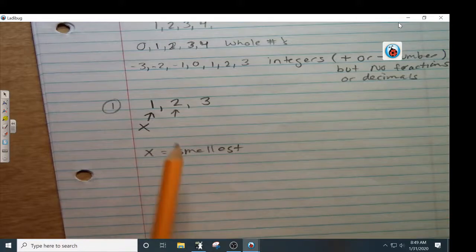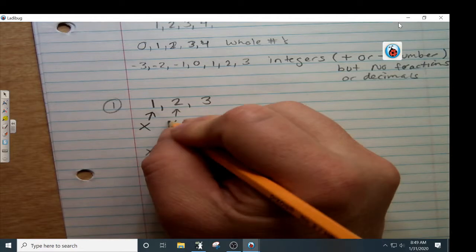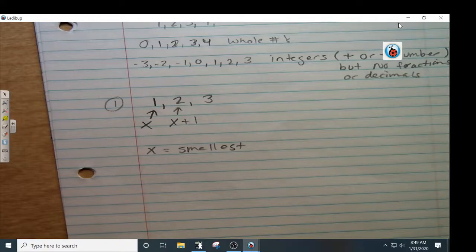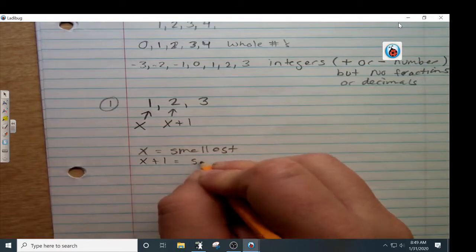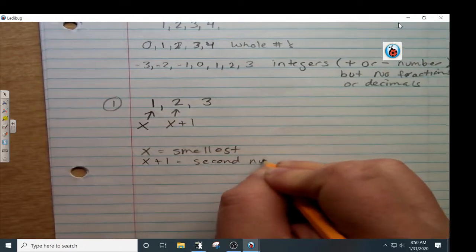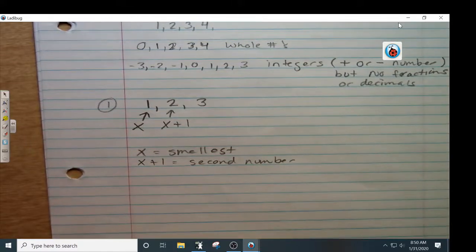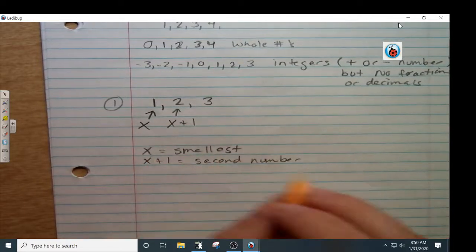Now, if I ask you, what do I have to add to 1 to get to 2? What would you tell me? 1. So the next number, your middle number, is going to be x plus 1. That's how you get the second number. So x plus 1 gives you the second number. And these expressions are always true, that's how it works. Unless you have odd or even, but it's the same thing. I'll show you one of those in a minute.